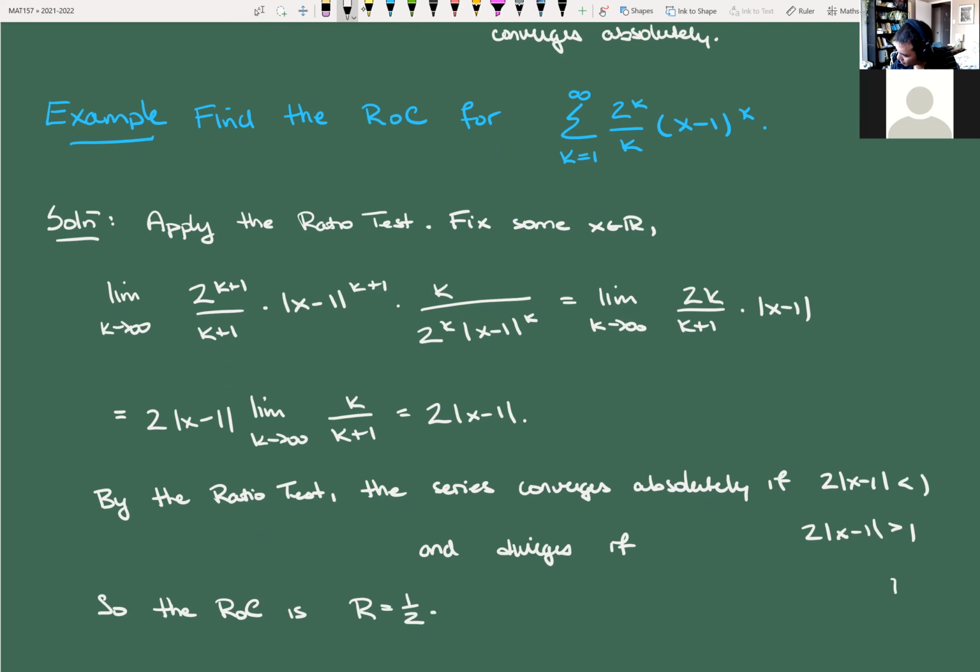And so if I'm less than 1/2, I converge absolutely. If I'm bigger than 1/2, I diverge. That has to be the radius of convergence, right? It's the only thing that it could be. And so that's how we get it.